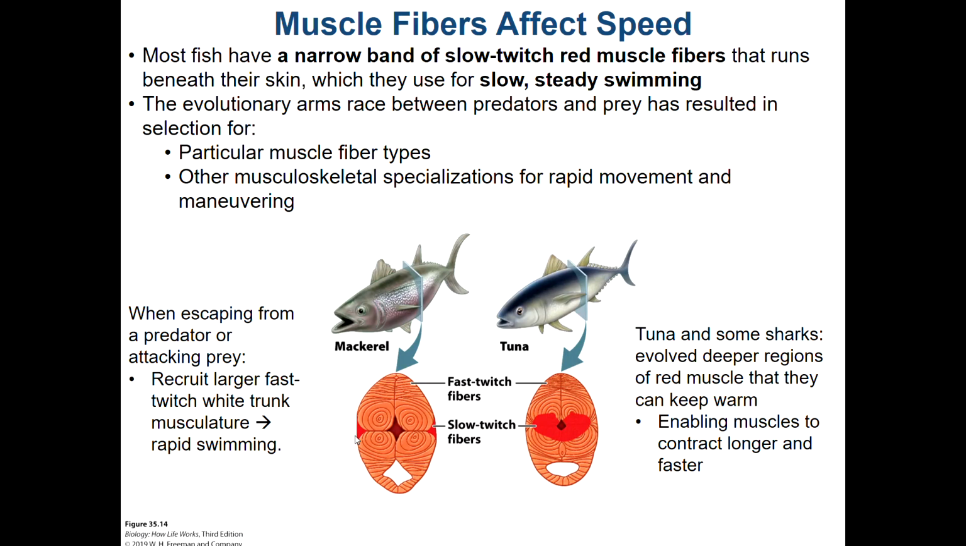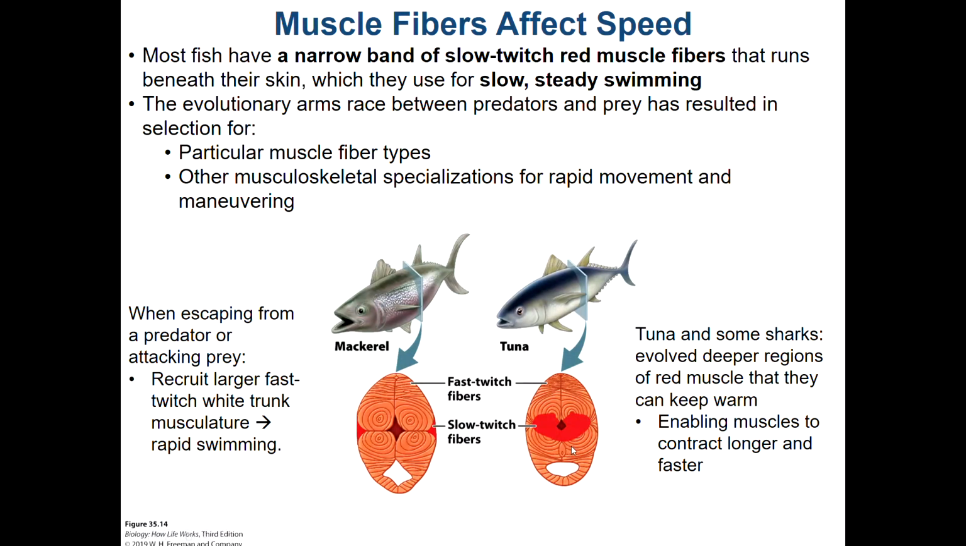Due to the evolutionary arms race between predator and prey, there has been selection for specific muscle fiber types depending on the particular organism, and other musculoskeletal specializations that allow for rapid movement and maneuvering. So if we look at our mackerel, when escaping from a predator or attacking prey, so this is for both predator and prey, you're going to recruit your larger, fast twitch white muscle trunk area to help you have rapid swimming.